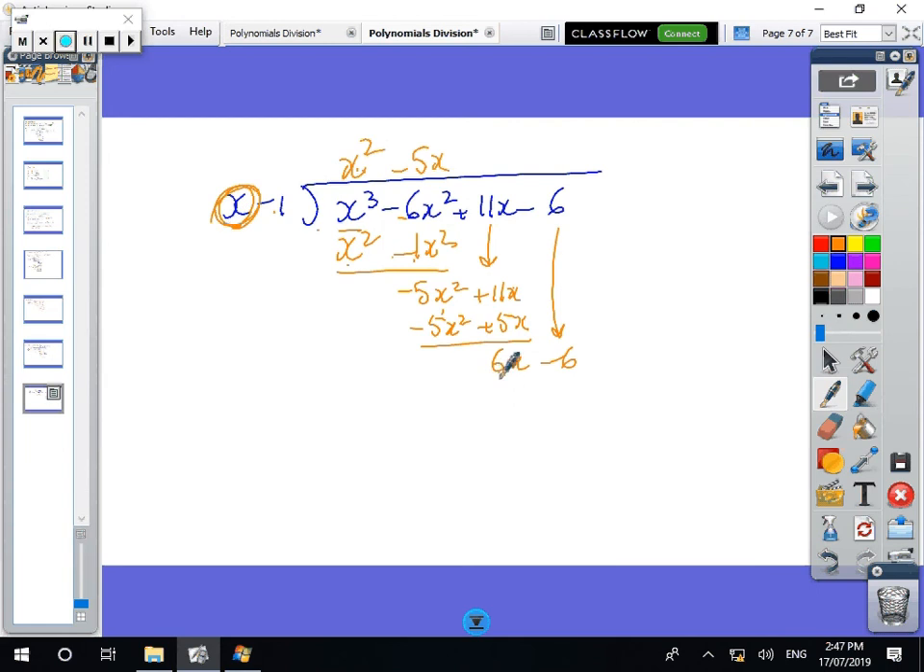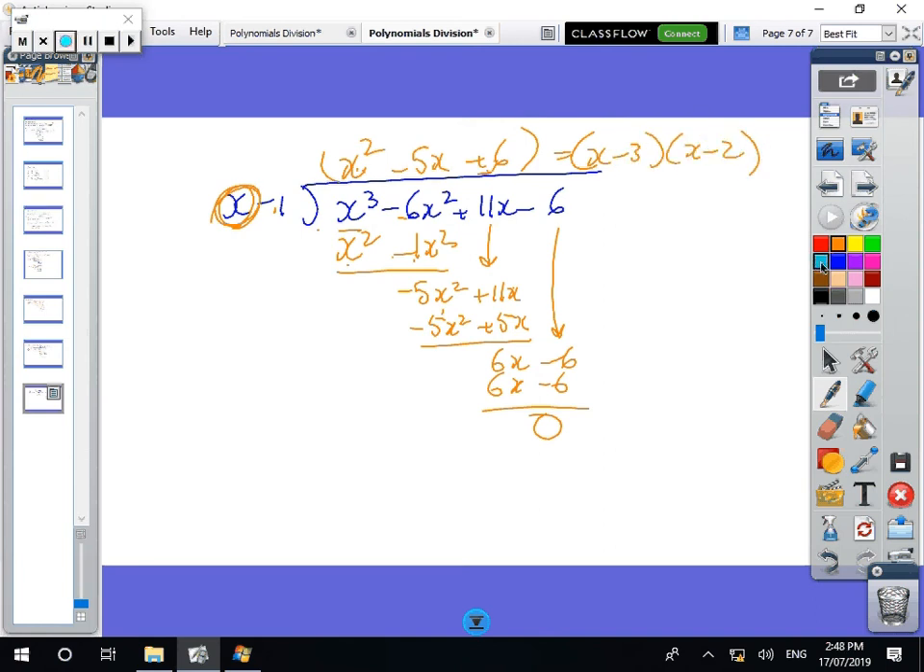X into 6x goes 6 times. 6 times x is 6x. 6 times minus 1 equals minus 6. No leftovers. And so that's the other answer. And you can see that it's a quadratic. And what two numbers multiplied is 6 that add to minus 5? The answer would be minus 3 and minus 2.